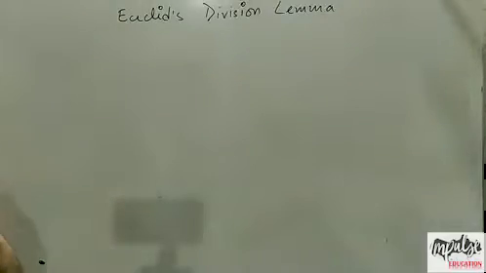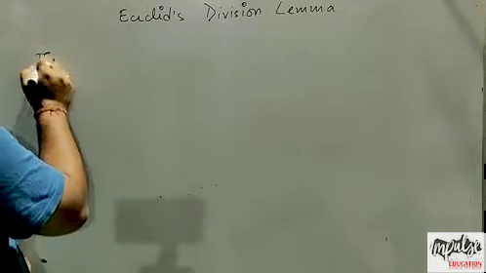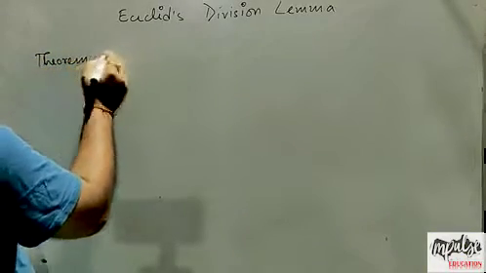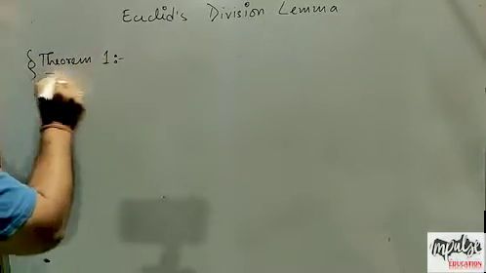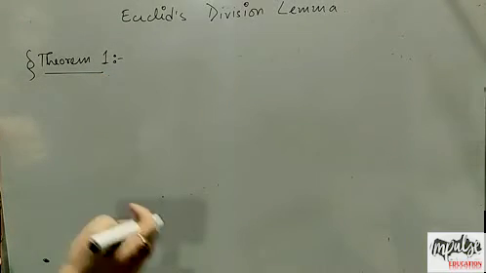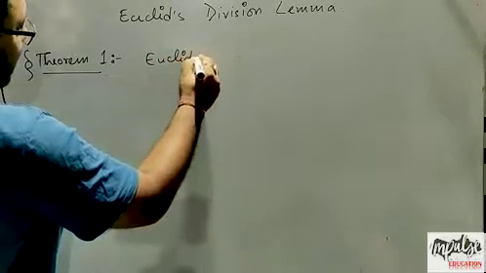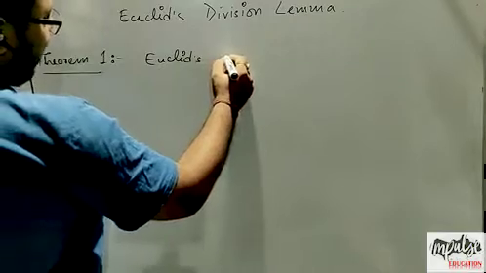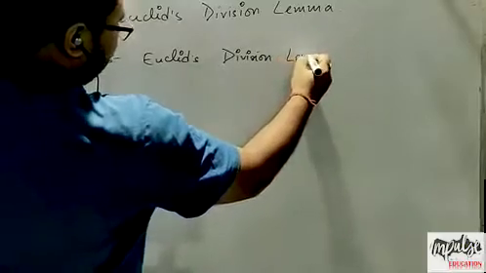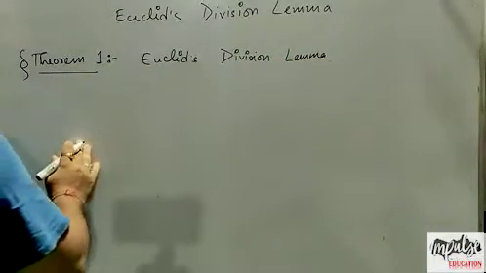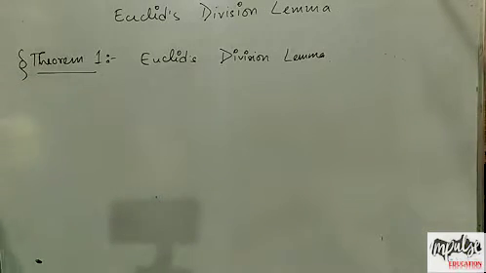Okay. Now what is Euclid's division lemma? This is the first theorem that we will be getting in this chapter. Theorem 1. The first theorem is the Euclid's division lemma theorem, or you can just write Euclid's division lemma. Now what is this Euclid's division lemma?